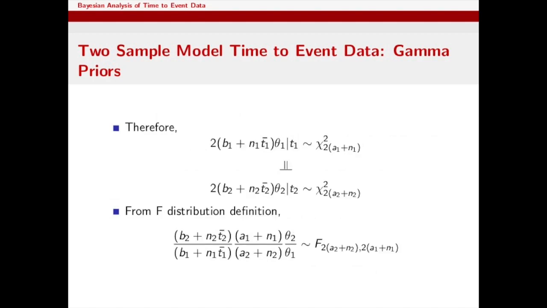It could be shown that 2 times b1 plus n1 times the median time 1 times theta 1 given time 1 follows a chi-squared distribution with degrees of freedom a1 plus n1. If we divide the two here, we get a ratio of one chi-squared distribution over another. This is its own distribution, which is known as the F distribution. Notice that the F distribution has degrees of freedom that come from the two separate chi-squared distributions.